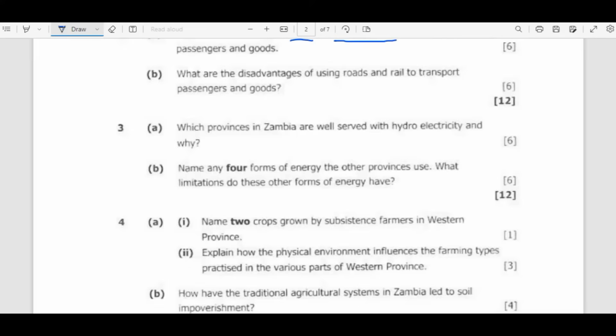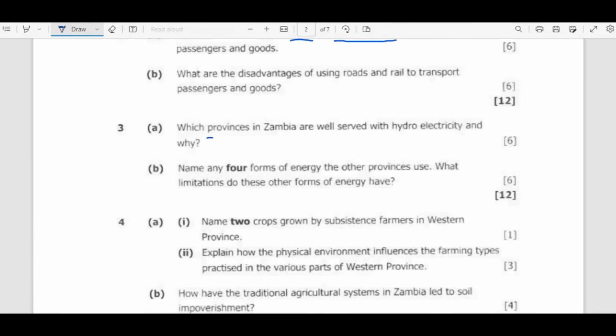So question 3, which province in Zambia are well served with hydroelectric power, hydroelectricity, and why? So we want to know and see what are those. Now, number one, we can give an example of places. Let us look at which places in Zambia are well served with hydroelectricity and why. So let us look at the first one.